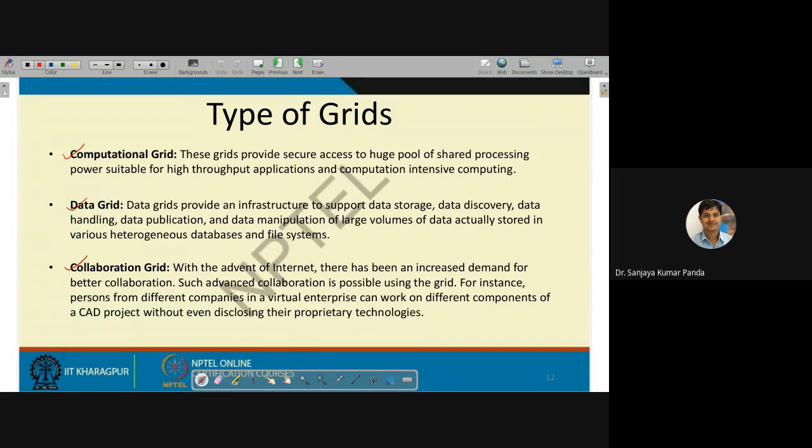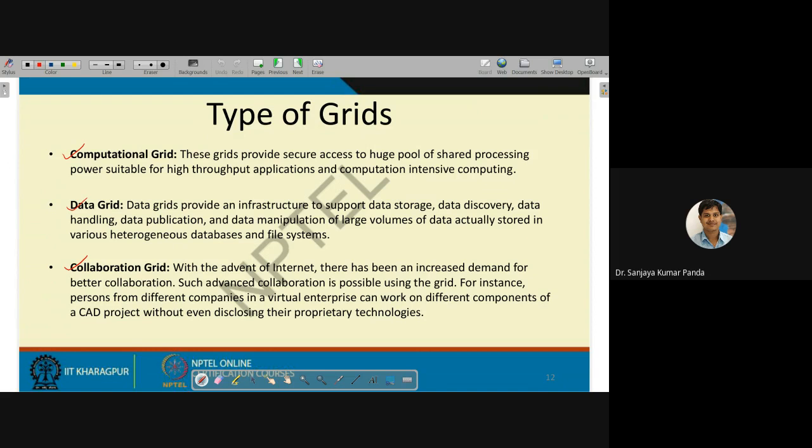Like I told you in one class related to mobile networks: you visited a particular place where your mobile provider has no signal, but your internet provider collaborated with another internet provider, so you are getting the tower of that provider. It is really an example of collaboration.